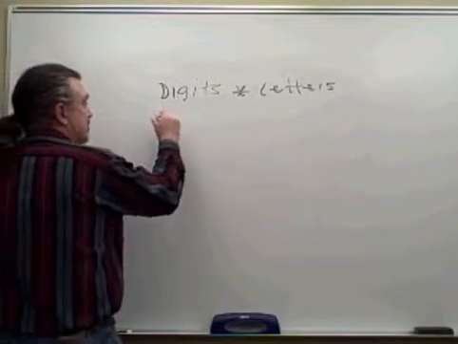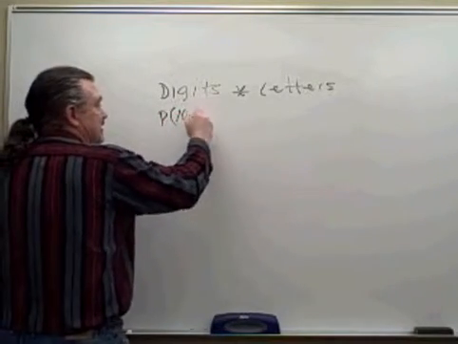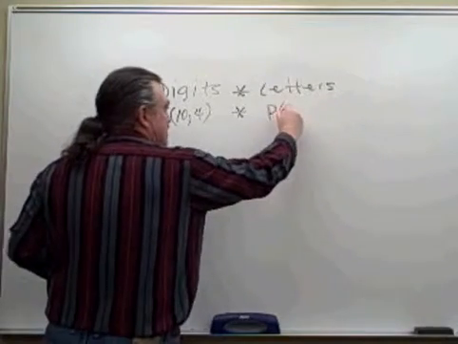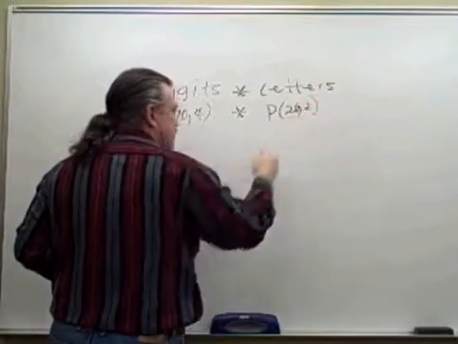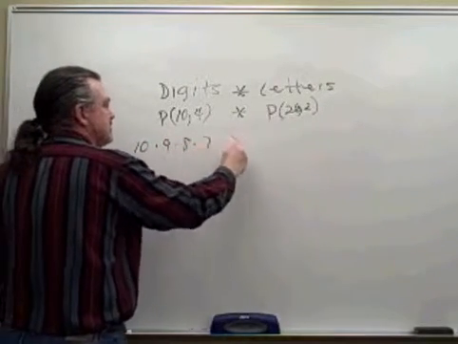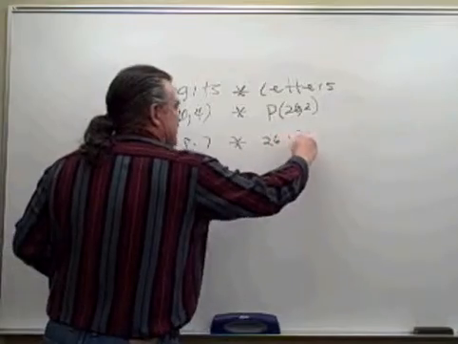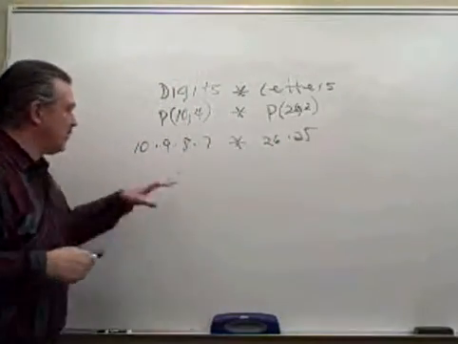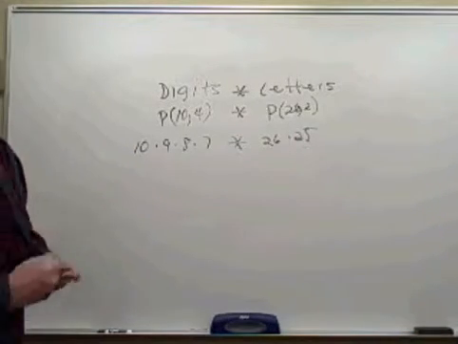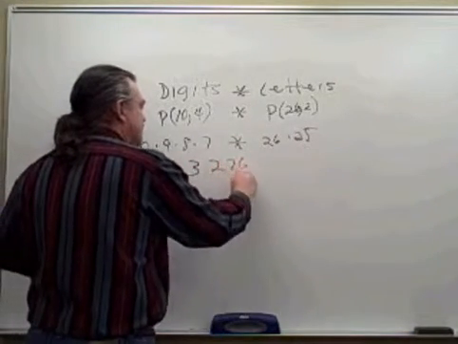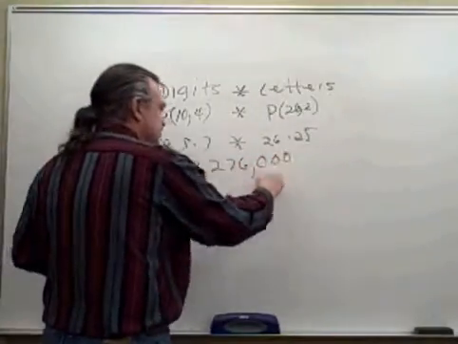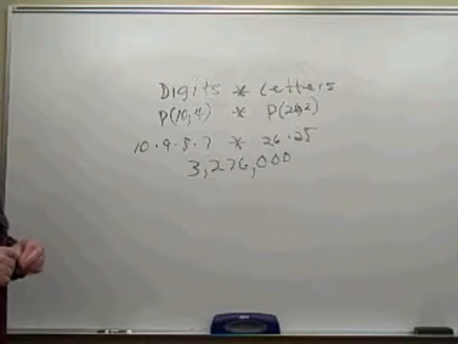Even though you use the same 2 digits, it'd be a different license plate. So we can view this as a permutation of 10 things taken 4 at a time times, the same way with the letters, a permutation of 26 things taken 2 at a time, which is going to give us 10 times 9 times 8 times 7 times 26 times 25. And when we do those multiplications, we end up with a value of 3,276,000 different license plates that we could form.